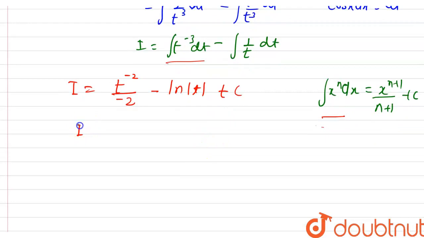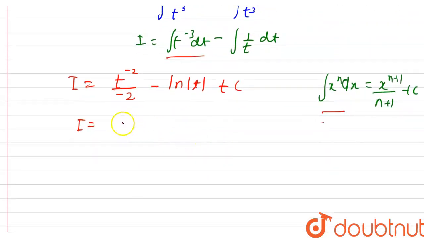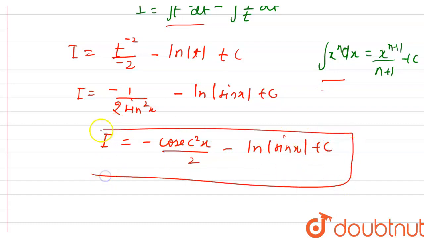Now my I will finally be written in terms of t, and as I assumed, t was sin x. So I can write it as minus 1 over 2 times sine square x minus ln mod sine x plus c. And finally, I can write minus cosec square x over 2 minus ln mod sine x plus c. This is the final integration for the first part.